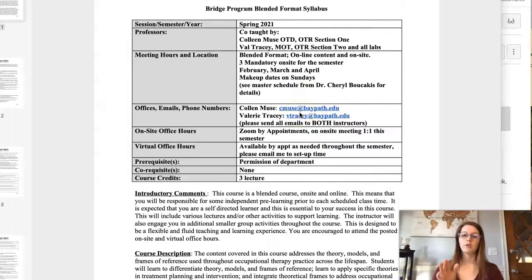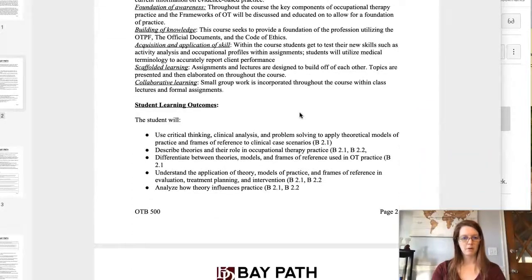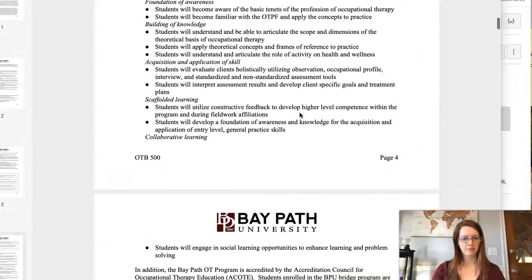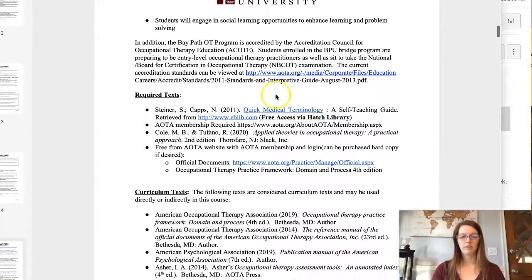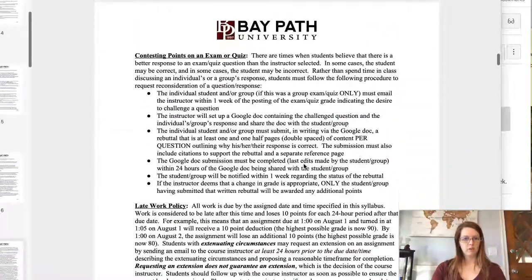All right, so you are in charge of reading this. I am going to skip through some of it because I know you're probably going to be overwhelmed. All right, make sure you have your required textbooks. It is critical that you have them. It's going to be very important to have quick access to them. You will be bringing them to your lab sections on site as well. You should be an AOTA member. That will save you a lot of money for using the official documents anyways. Curriculum text you need, of course.